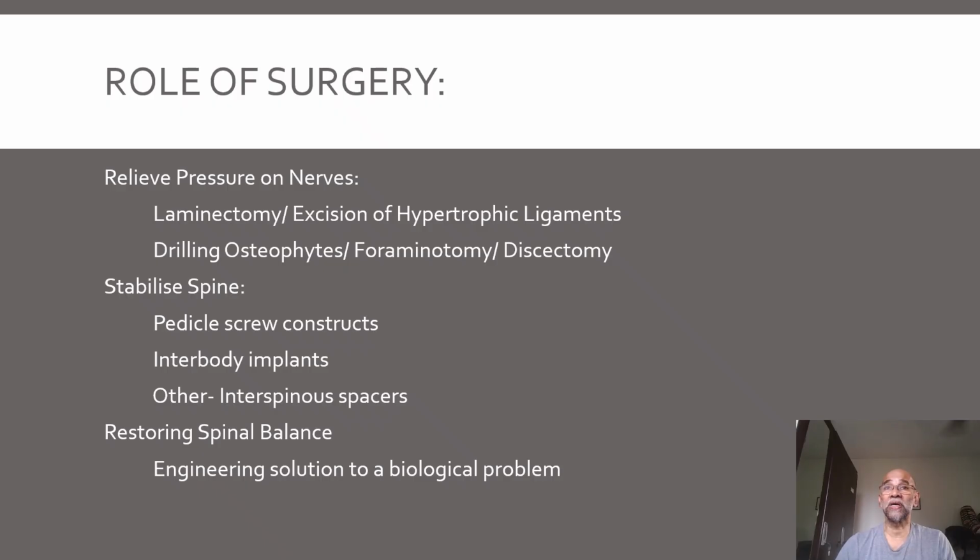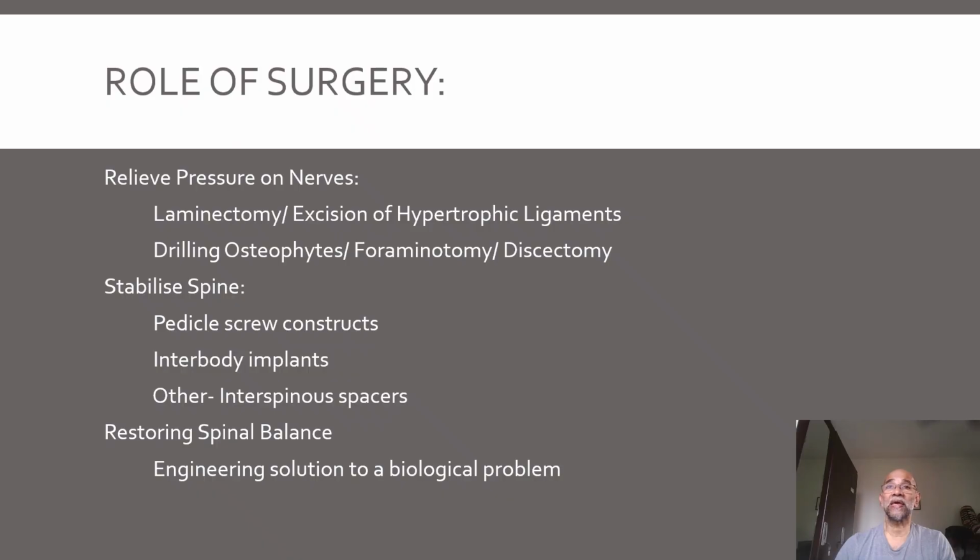Osteophytes may need to be drilled out if the radiculopathy is because of an osteophyte. Foraminotomy helps open out the nerve root foramen so that the pressure on a nerve is relieved. Discectomy is required when a disc is prolapsed and projecting back into the canal. Stabilization of the spine can be done by pedicle screw constructs. Pedicle screws are passed in the vertebra above and below, and a stabilization with rods is done, usually with a bit of distraction, to take pressure off nerves and to stabilize that particular segment.